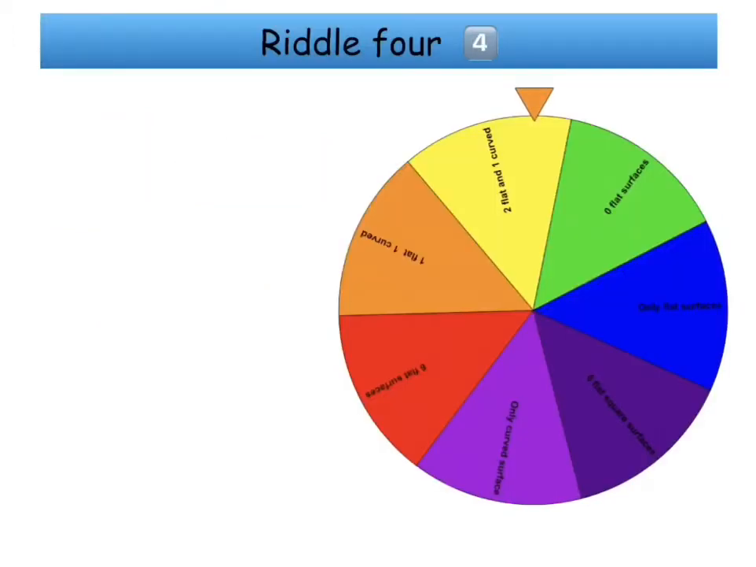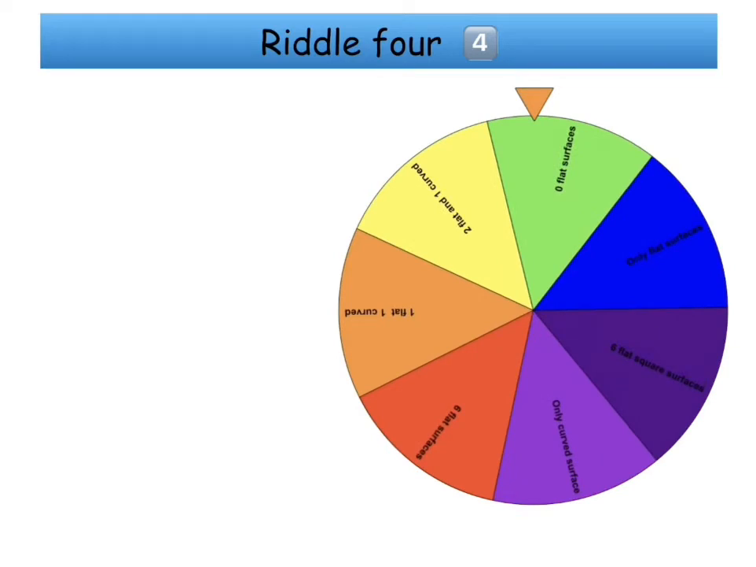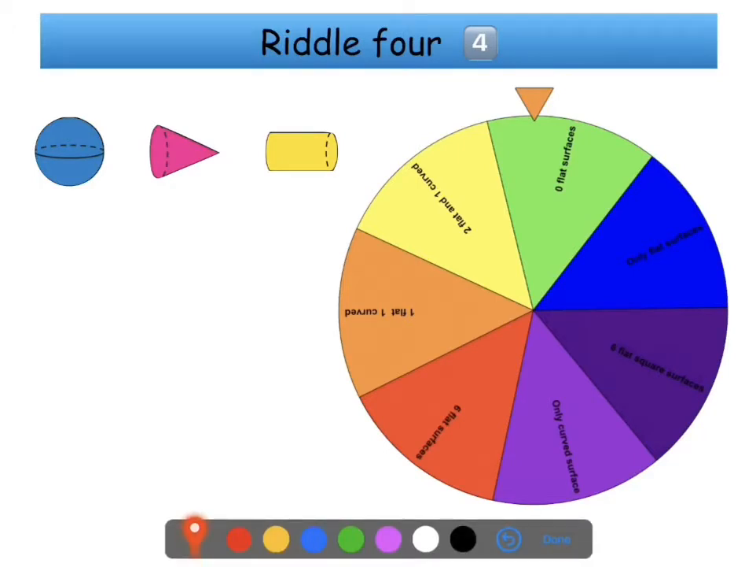Riddle number 4. Yes, the spinner says that the shape has 0 flat surfaces. Now 0 flat surfaces, grade 1, means that the shape should not have any flat surfaces. Now let's have a look at these 3 shapes. We have the sphere, the cone, and the cylinder. Remember, here they said 0 flat. So which one has a flat surface?